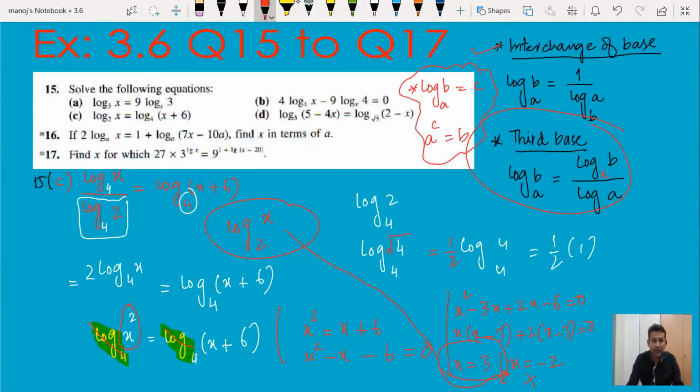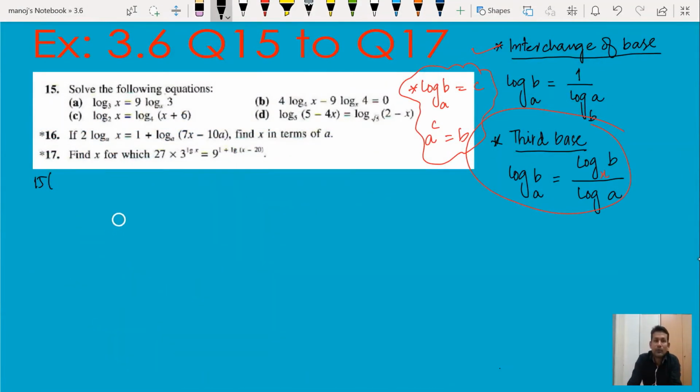So moving to part D now. Question number 15, part D. It is up to you to make this 5 as 5 and under root 5. What you want to do is up to you. You can make under root 5 here as a base. You can make 5 here as a base. It is up to you. There is no problem. But I would like to use the right hand side to change the base. And this is 5.